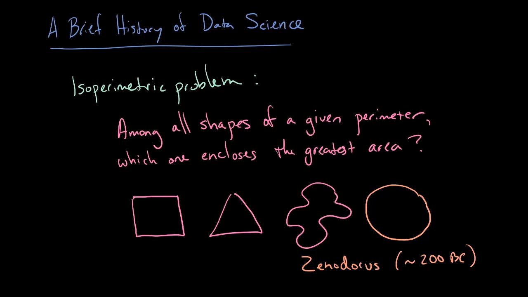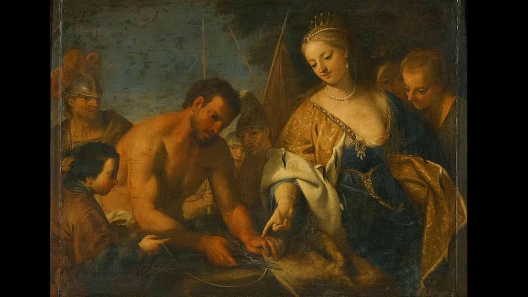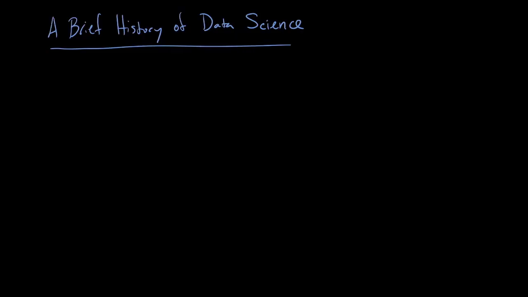Well, she then proceeded to take the hide of a bull, divide it up into tiny, tiny strips, make a really, really long piece of string, and form a semicircle within which, supposedly, the city of Carthage was later built. So this is an old optimization problem. Did people really know the answer to this 3,000 years ago? It seems possible. So let's flash forward a few millennia to an optimization problem that played a huge role in the formation of not just modern optimization, but in a lot of developments in 17th and 18th century mathematics.